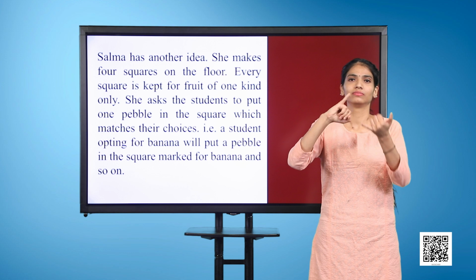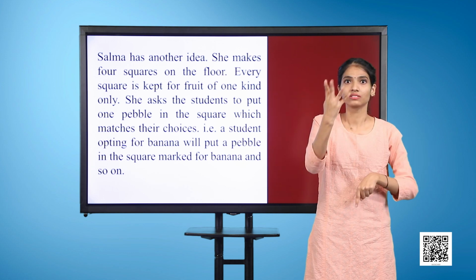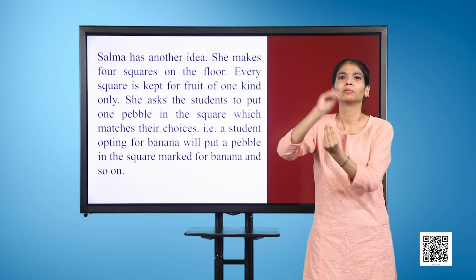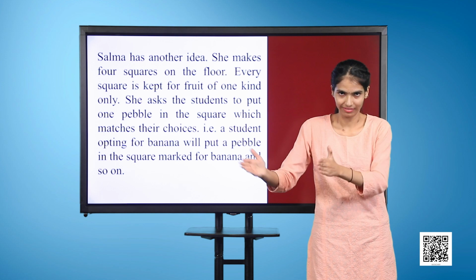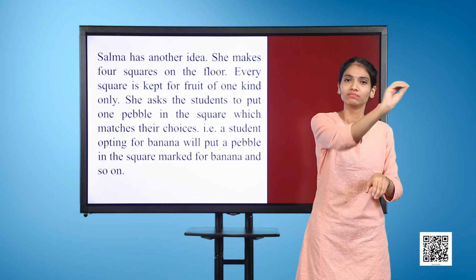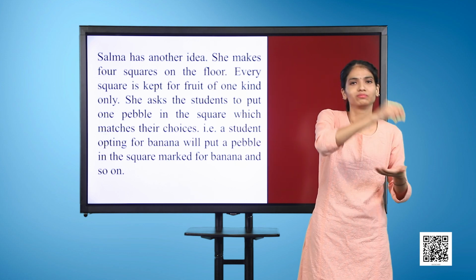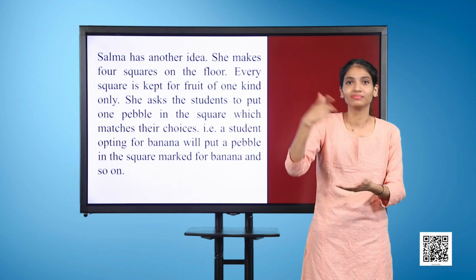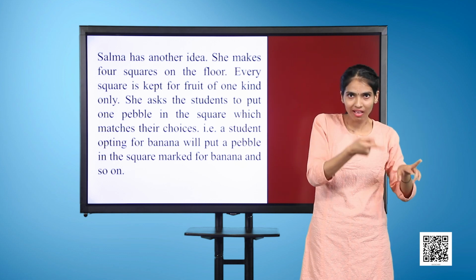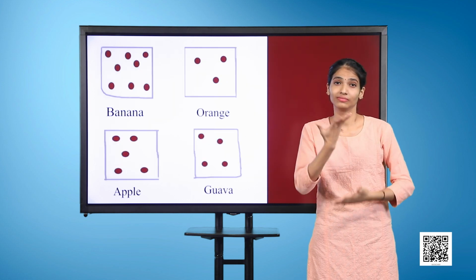Salma has another idea. She makes 4 squares on the floor. Every square is kept for fruit of one kind only. She asks the students to put one pebble in the square which matches their choices. That is, a student opting for banana will put a pebble in the square marked for banana, and so on. Page 186.